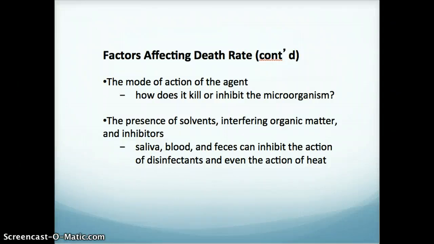The last couple of things that may also affect it are how the agent works. Does it kill or inhibit the microorganism? How it does that will affect the death rate. And lastly, there may be things present that could interfere with and inhibit our antimicrobial agents. Sometimes saliva, blood, and even feces can inhibit the action of disinfectants, and they can even inhibit the action of heat. Keeping those things in mind, those will all affect the death rate.